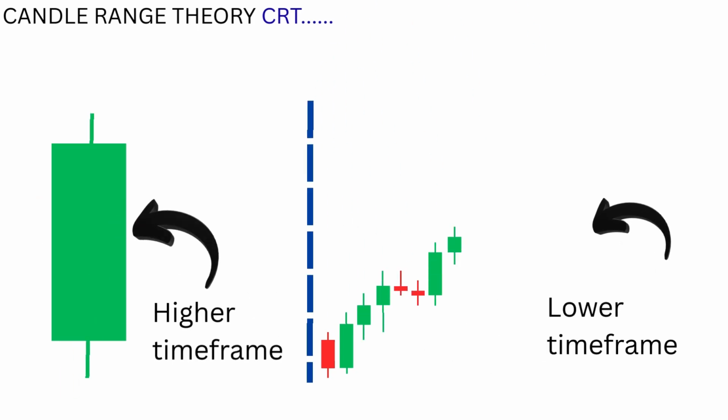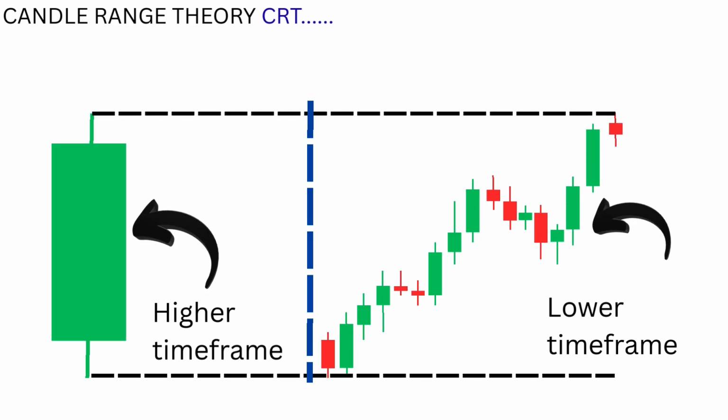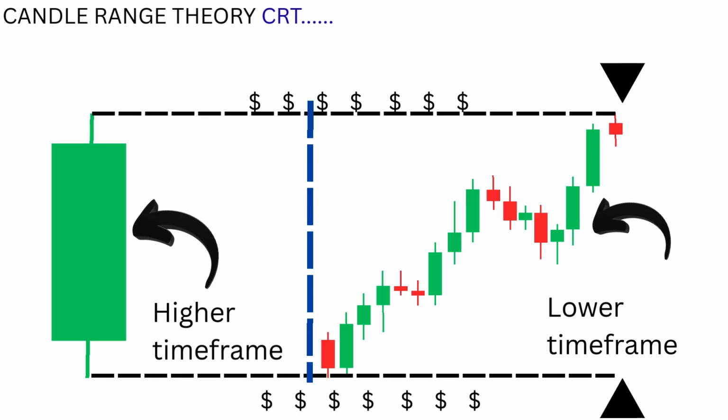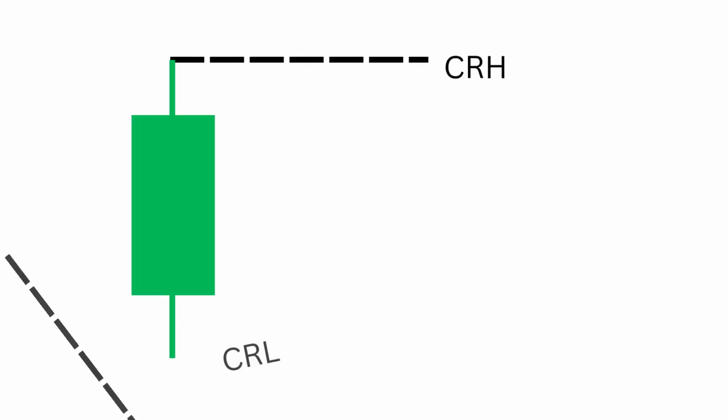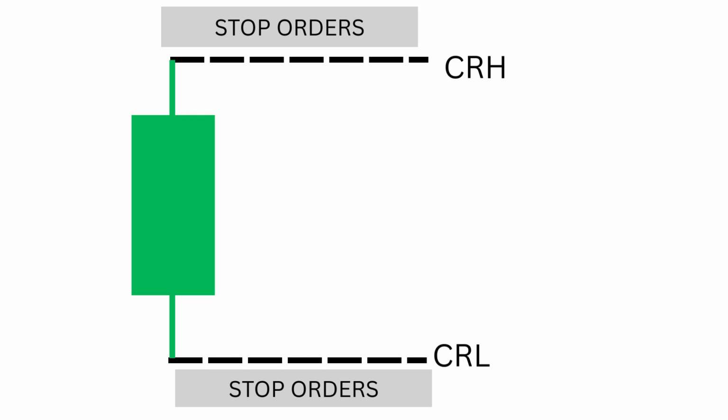The theory works on the premise that every candle forms a trading range which forms a pool of liquidity above the highs and below the lows. Here is how it works. First, we mark the candle range high and the candle range low. Above the candle range high and below the candle range low, there is a pool of liquidity in form of buy stops, sell stops, and stop losses.